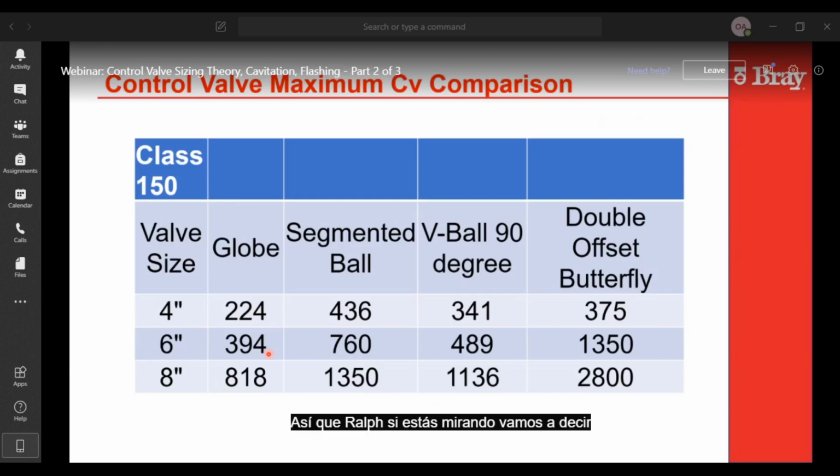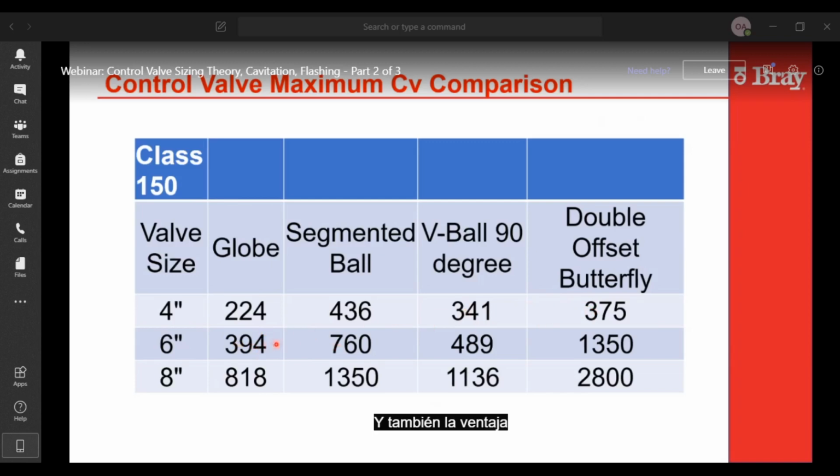So Ralph, if you're looking at, let's say, a 6-inch globe valve sizing application on a 6-inch pipe, you can definitely look at using a 4-inch double offset butterfly valve to be equivalent of the CV curve, right?